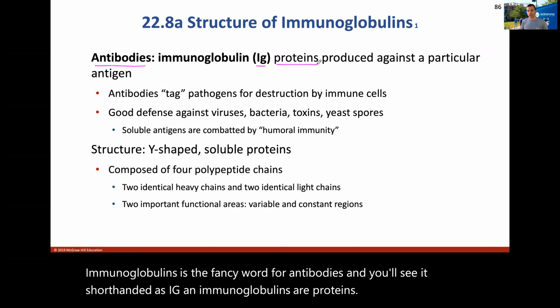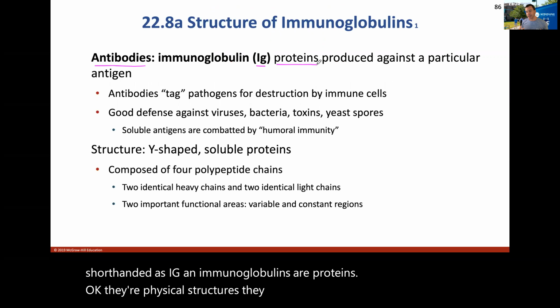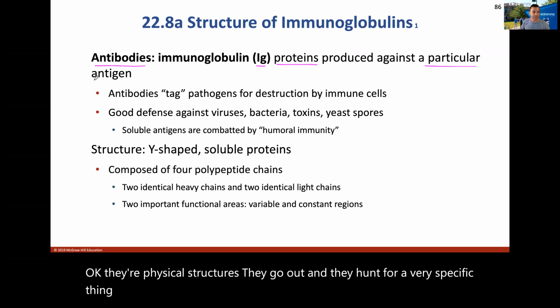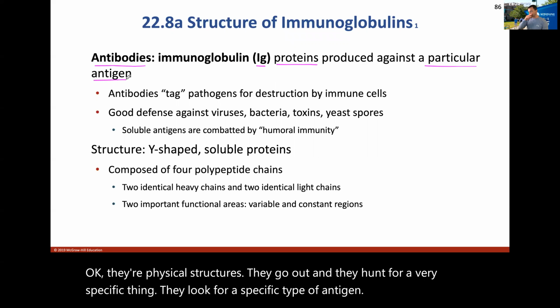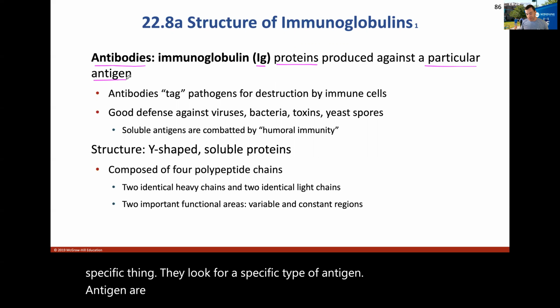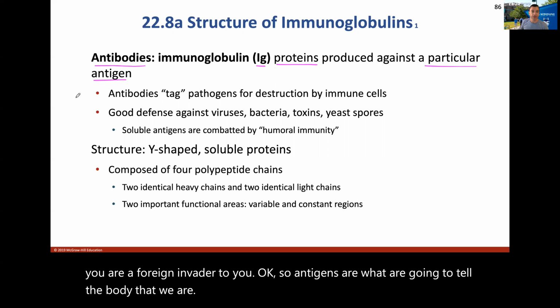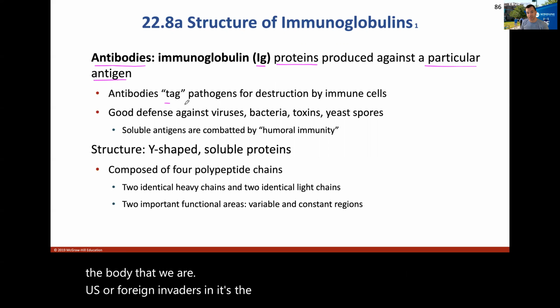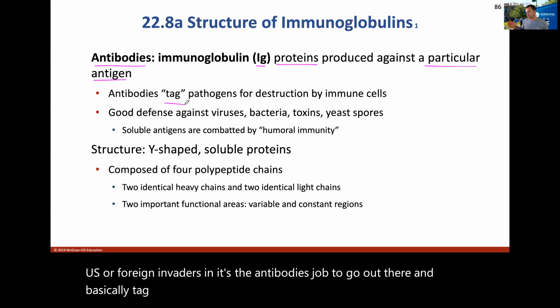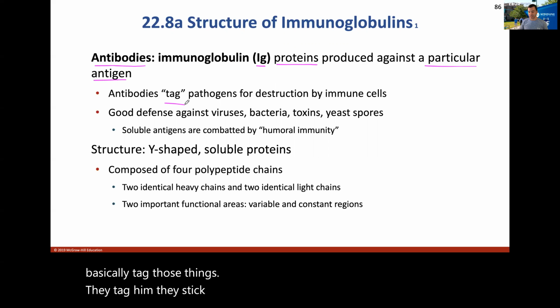They are physical structures. They go out and they hunt for a very specific thing. They look for a specific type of antigen. Antigens are the surface markers, and they let us know that we are us or you are a foreign invader to you. So antigens are what tell the body that we are us or a foreign invader, and it's the antibody's job to go out there and basically tag those things. They tag them, they stick to them, and that's basically a beacon to say, come here and kill this thing.